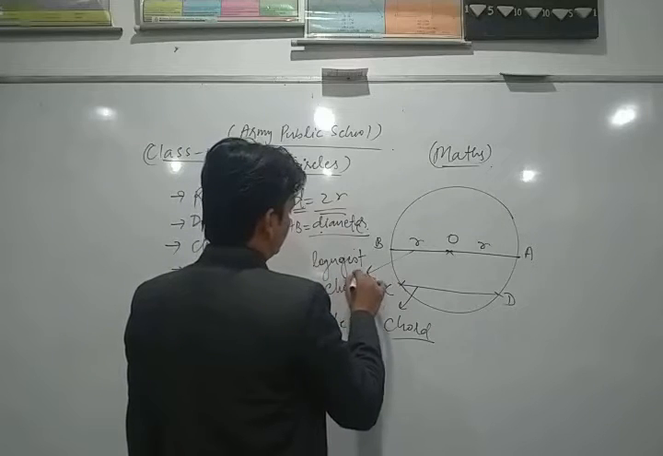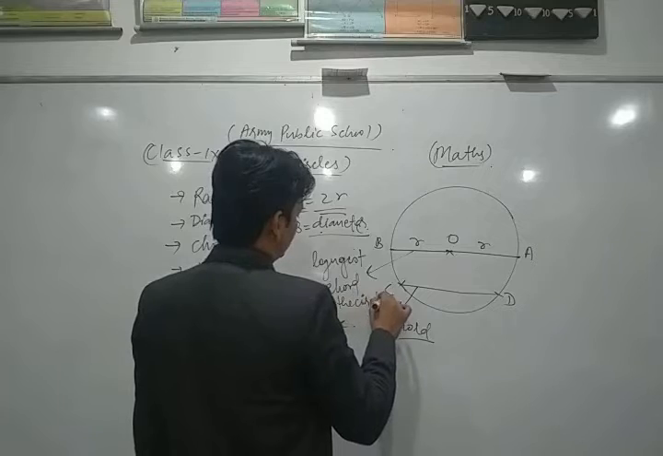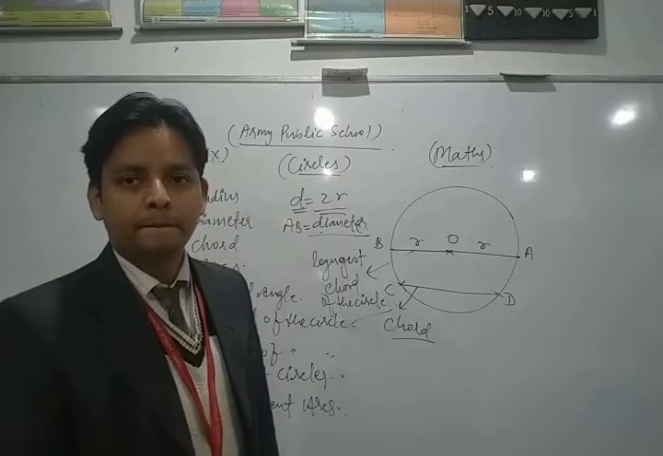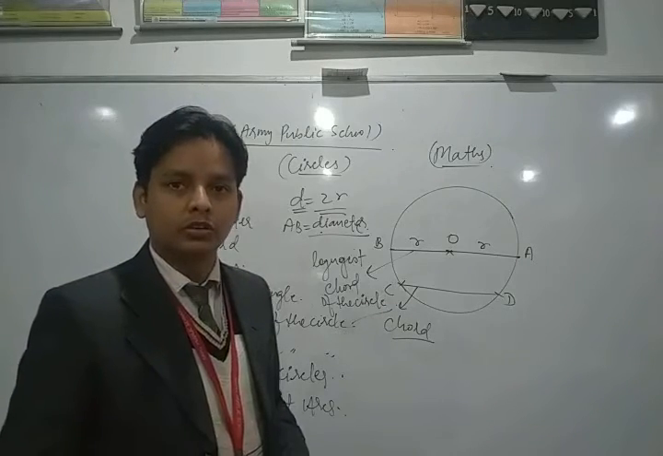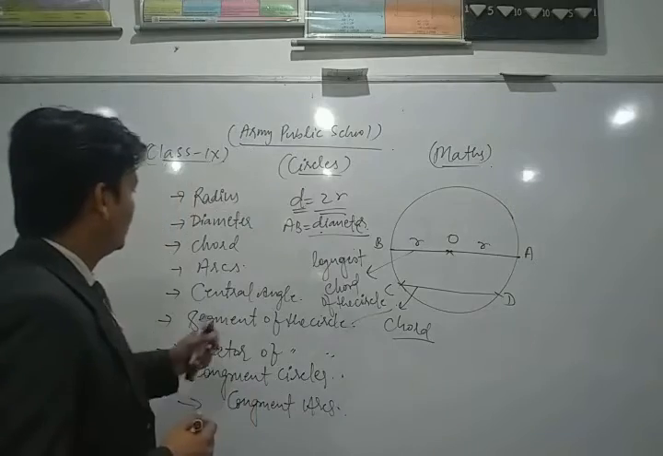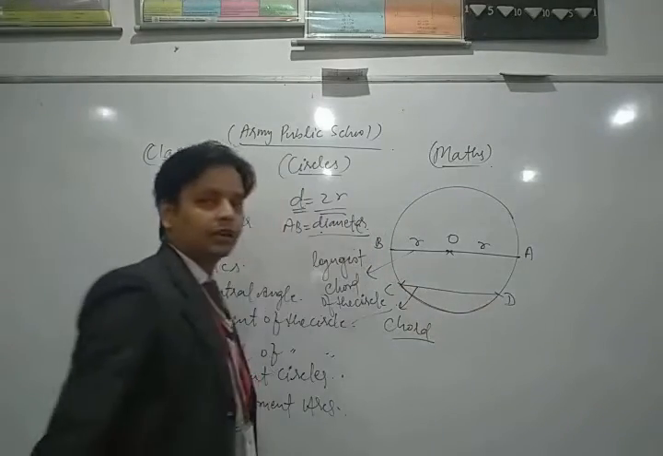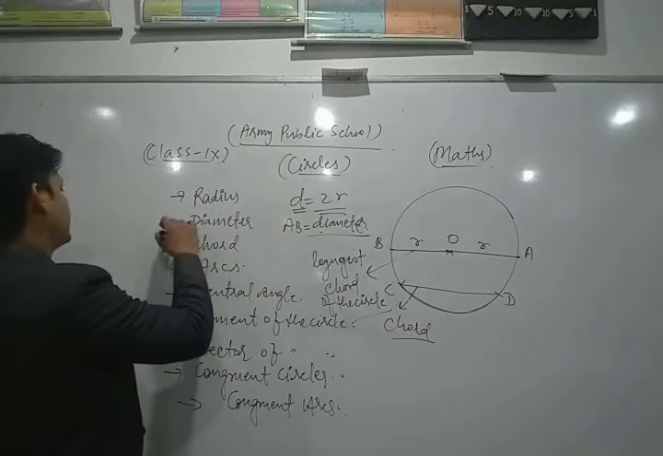The longest chord of the circle is the diameter. So now it is clear. Now arc. Listen, a continuous piece of a circle is called an arc. A continuous piece of a circle is called an arc. Okay, now we discuss all about that.